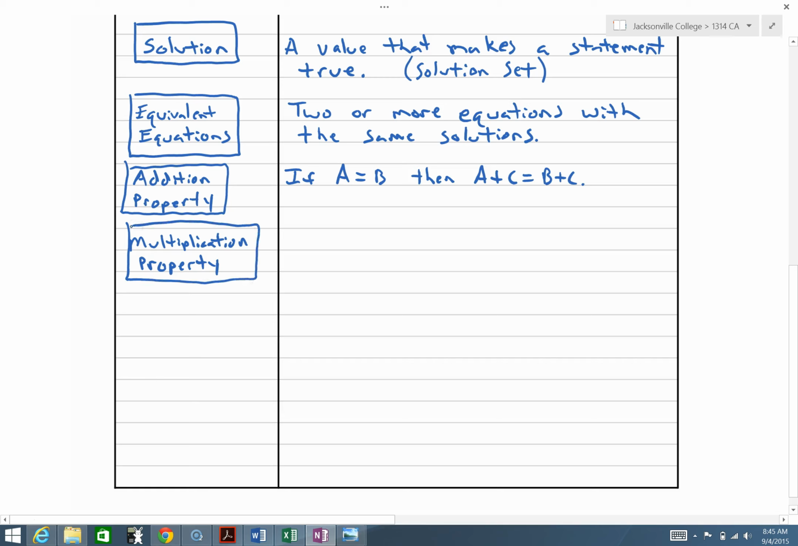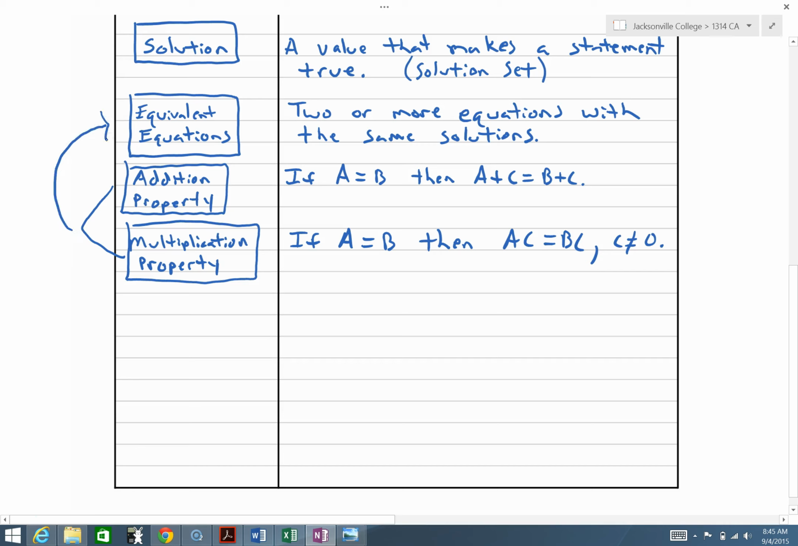The multiplication property is very similar to this one. We say if A equals B, then we can take some constant C and multiply both sides. AC is equal to BC, provided that C is not equal to 0. This statement would still be true if C was equal to 0, but we would not have equivalent equations. So these two properties, the addition property and the multiplication property, will provide you with equivalent equations.